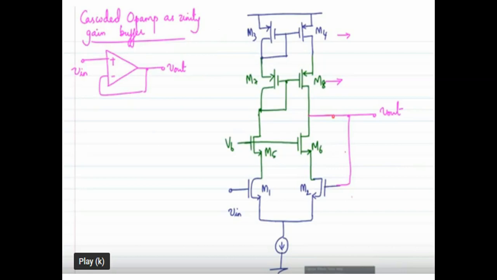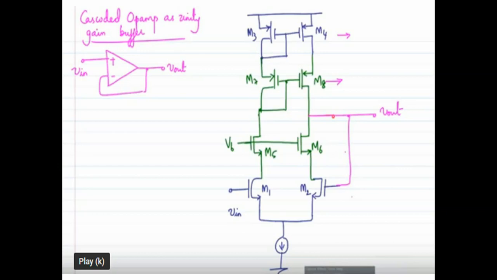Behind this. So we want to check whether this circuit, that is the unity gain buffer telescopic structure, can be used as a unity gain buffer.